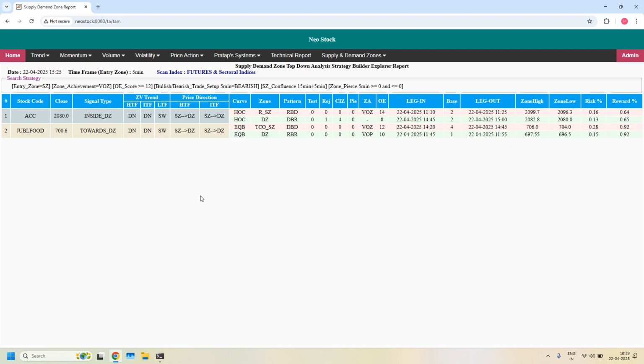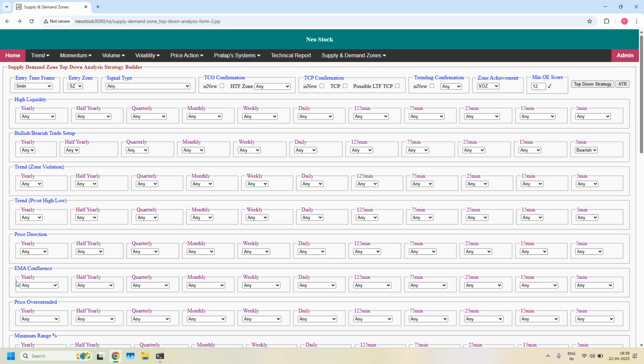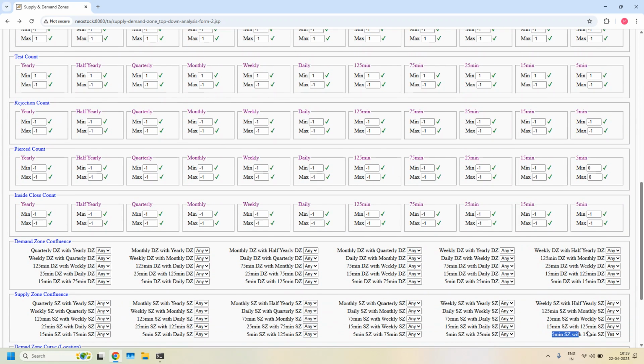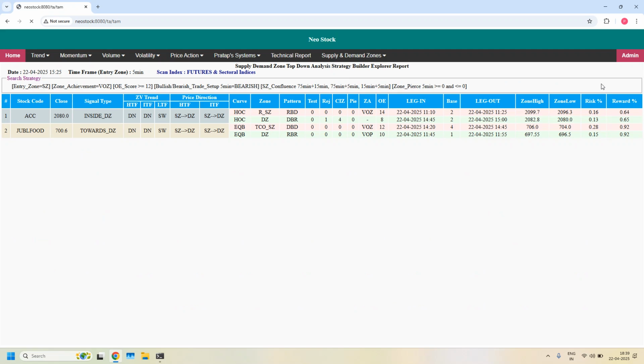Let's verify if any of the 15-minute supply zones have daily EMA confluence. None of them have. Fine. Removing the EMA filter, let us look into HTF supply zone confluence also. That is 5 minutes, 15 minutes and 75 minutes supply zone confluence. First filter is already enabled. Next, 5 minutes with 75 minutes supply zone confluence. 15 minute supply zone with 75 minute supply zone confluence. With all the 3 filters, we got again the same 2 stocks.